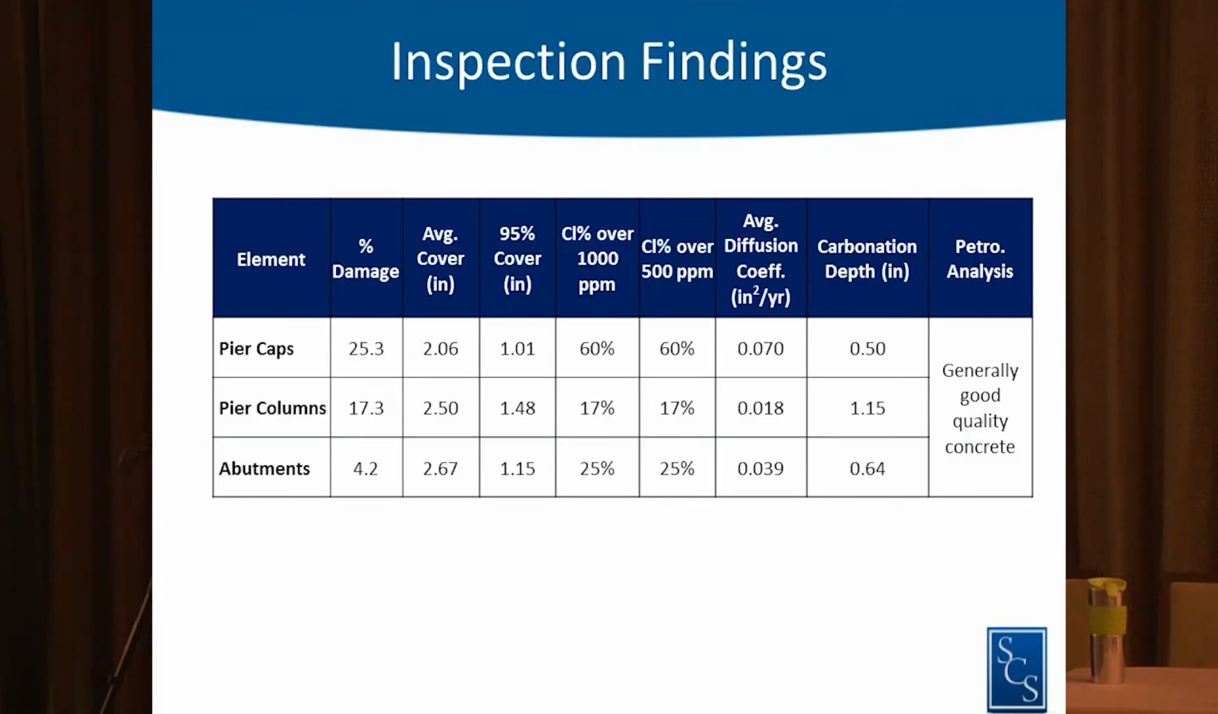Now, if you look at the chlorides, 1,000 parts, that's 4 pounds of chloride. You got 4 pounds of chloride at the rebar level, 60% of the cap, 17%, 25%, right? So you obviously know there is significant amount of chloride in there, right? You have damage, you have chlorides. Now you got the diffusion, right? Average diffusion coefficients, 0.07, 0.02, and 0.04. We talked about 0.03, the green line, right? It's 0.03 to 0.07. When you have a 0.07, it's a bad concrete, we know, right? It's not having a great property.